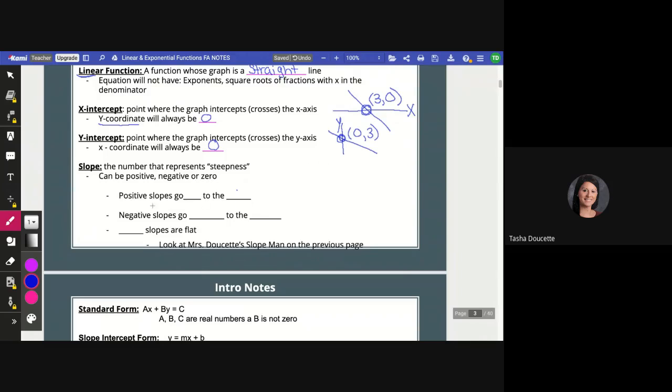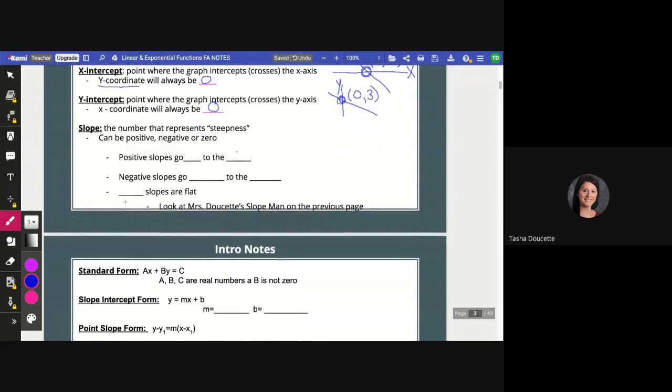All right, and now slope. Again, we've talked about slope before break. It's the number that represents the steepness of your line. We just went over that it can be positive, it can be negative, it can be 0. So when it's positive, it's going up to the right.